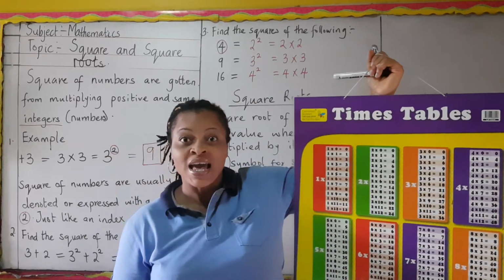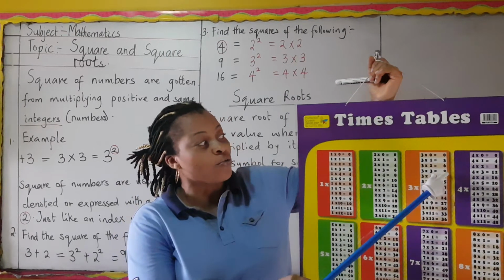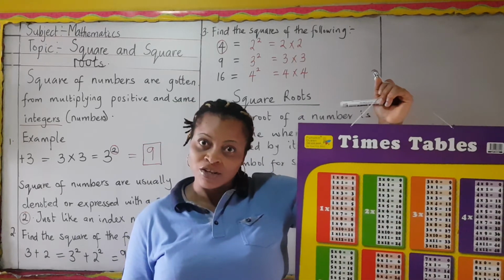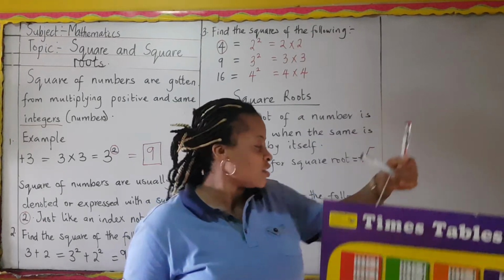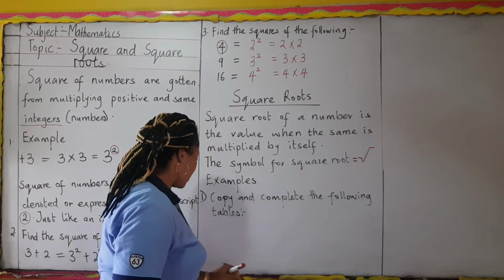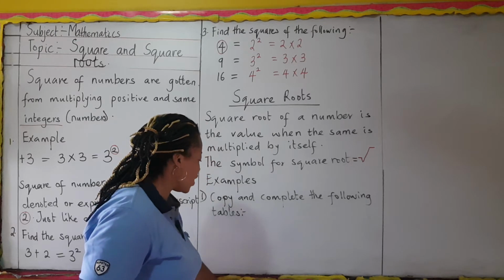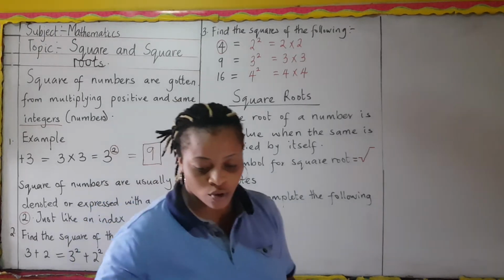Do you see that? And then if I should ask you, what is the square root of 9? It goes back to what? 3. Do you understand? Good. So that is what I'm talking about. So make sure you learn your multiplication table very well.